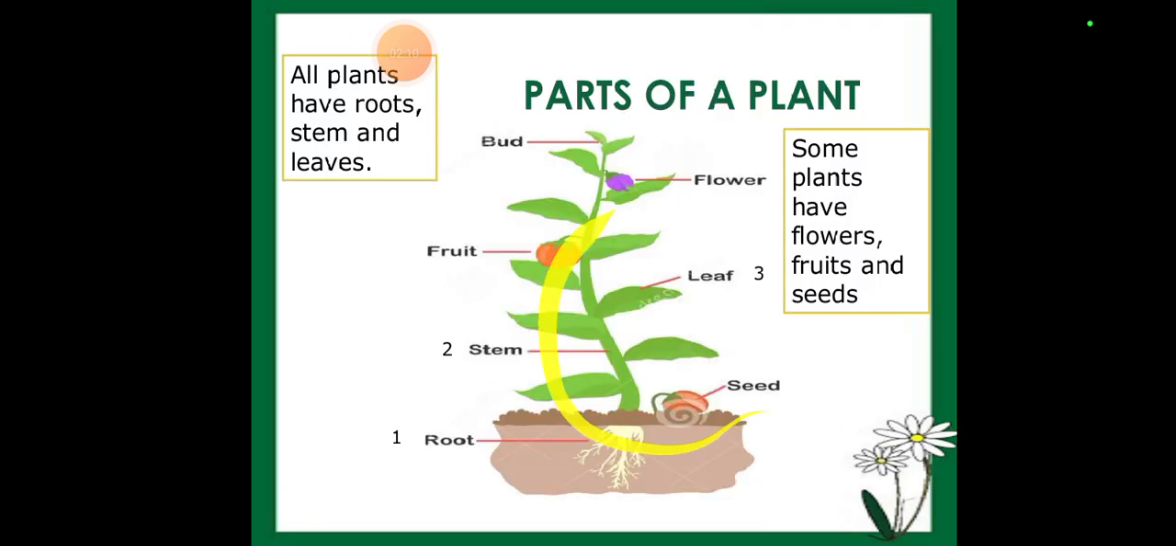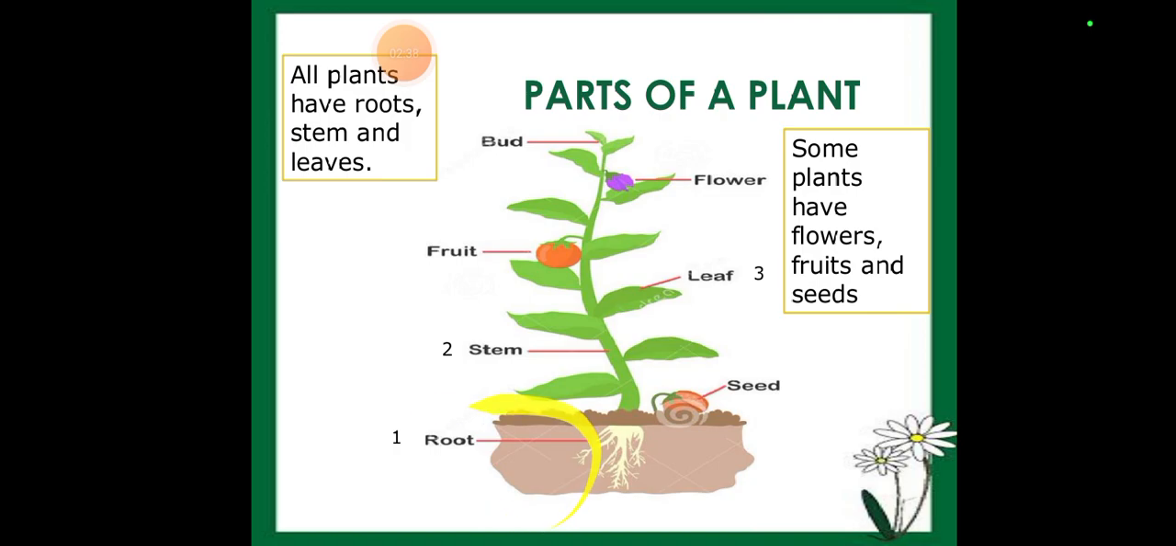Parts of a plant: here you can see the structure of a plant. This is the root that is underground, then this is the stem, and these are the leaves that you all know. Then there is the fruit that grows, this is a flower, and this is the bud before it becomes a flower. All plants have roots, stems, and leaves. That is most popular: root, stem, and leaf. These 3 things are really important in all plants.